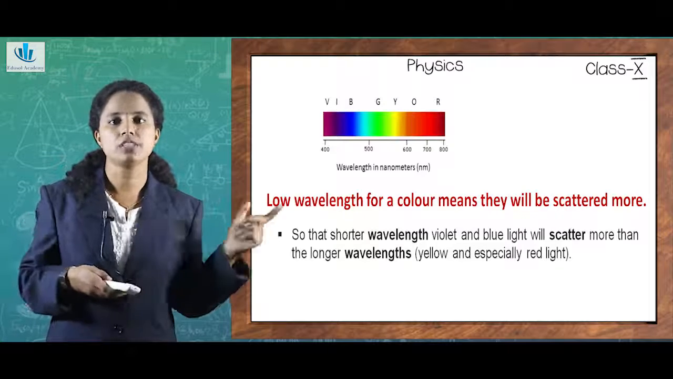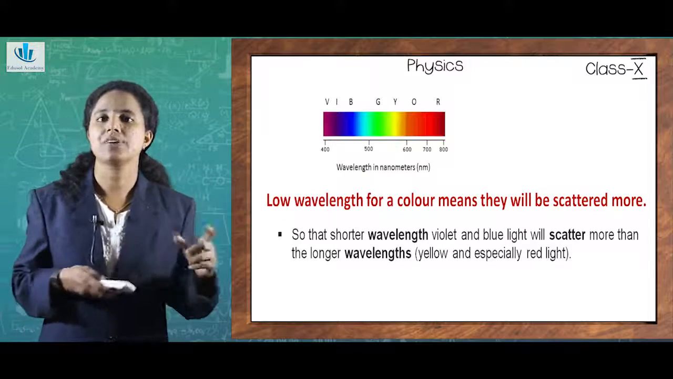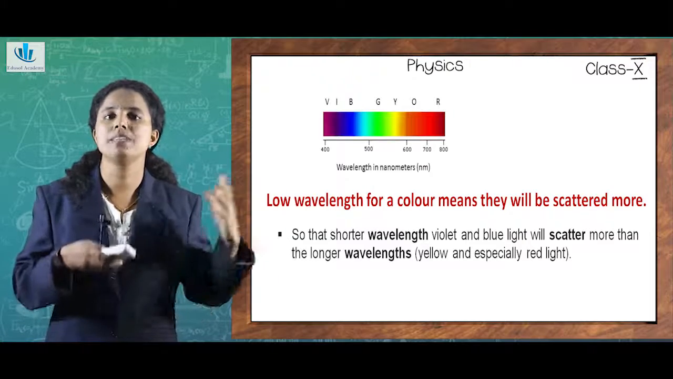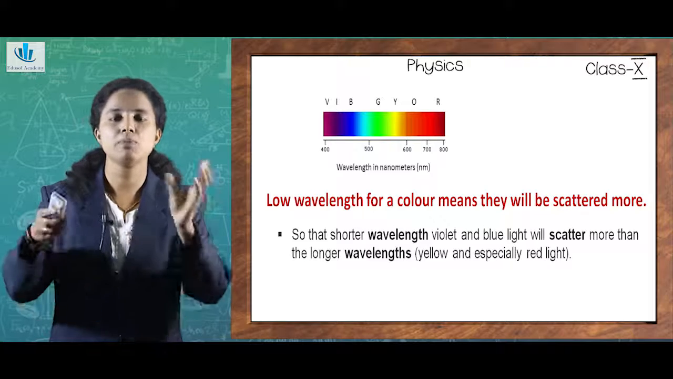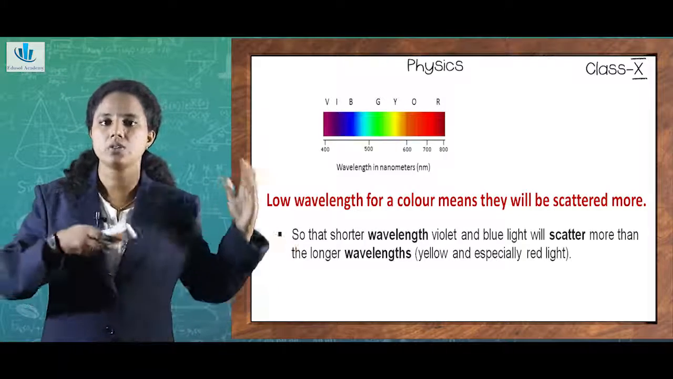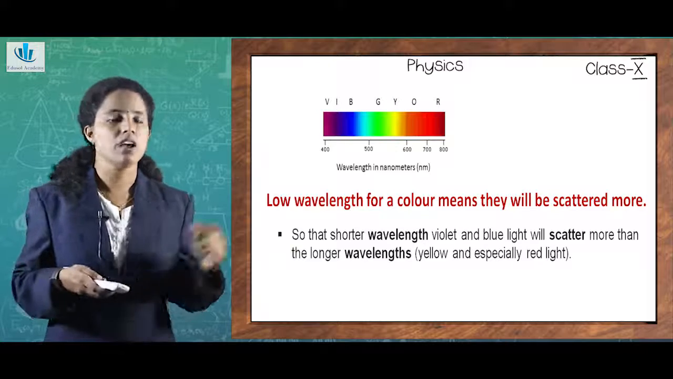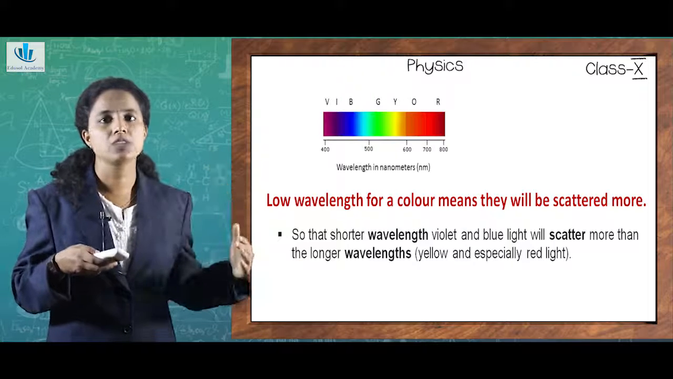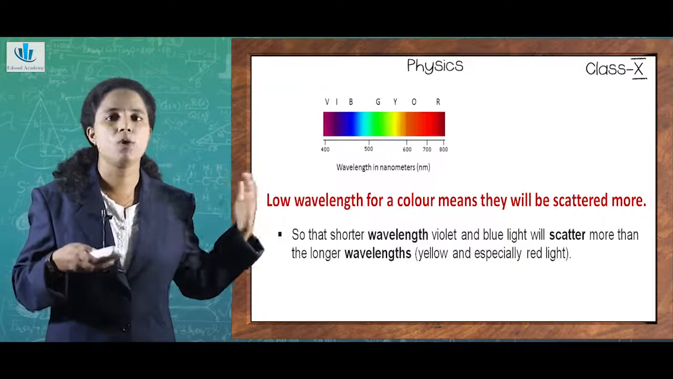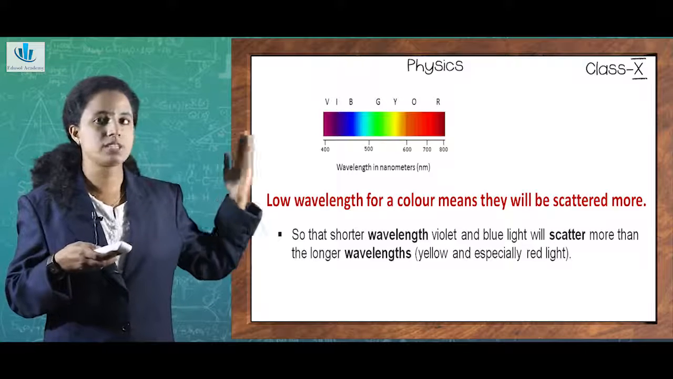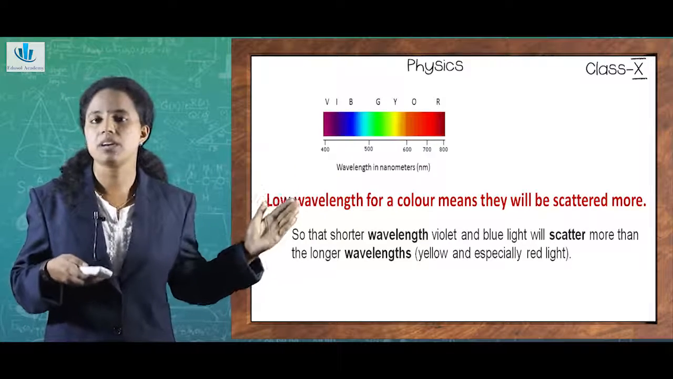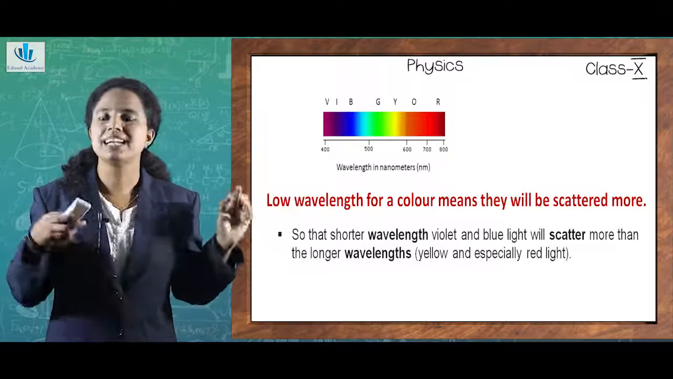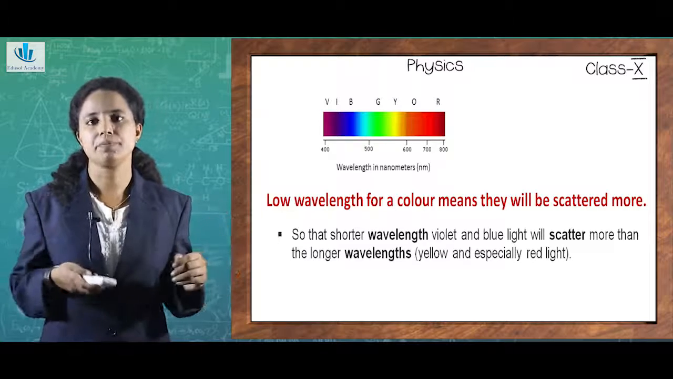So, in this particular chart, you can understand how the scattering is being performed. So, low wavelength for a color means they will be scattered more, isn't it? For example, when I consider blue color and another color that is red, which one is having low wavelength? From this chart, you can easily infer that starting from violet, the violet will be having the least wavelength, about the range of 400 nanometer, and the red, which is at the other end, is having about 800 nanometer wavelength. So, which one will be having the low wavelength? The least wavelength is possessed by violet color.